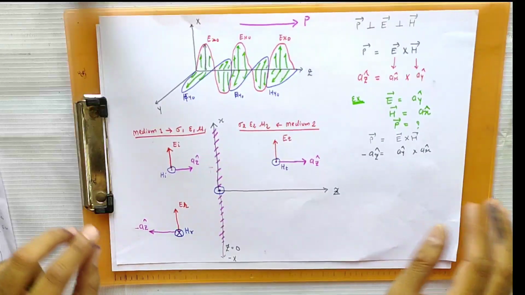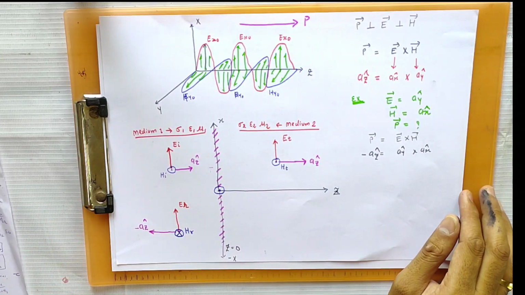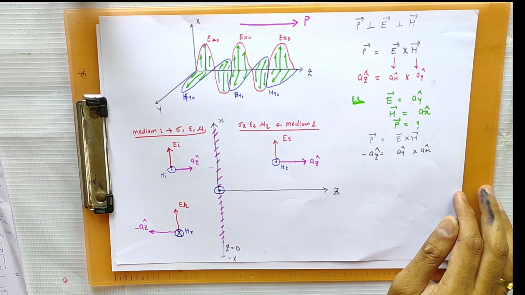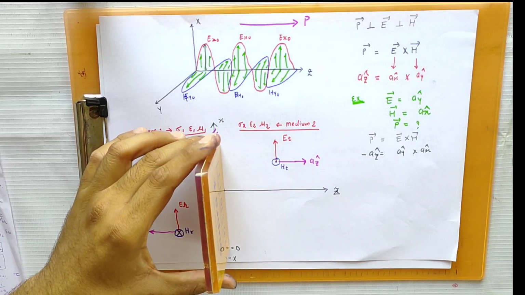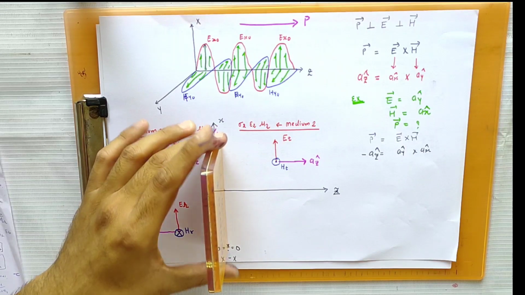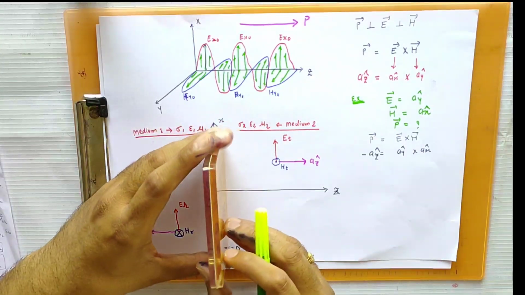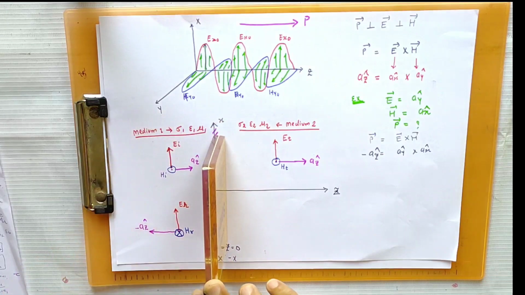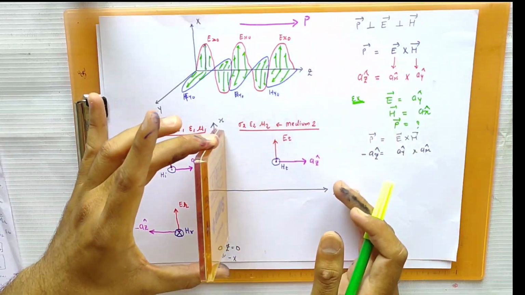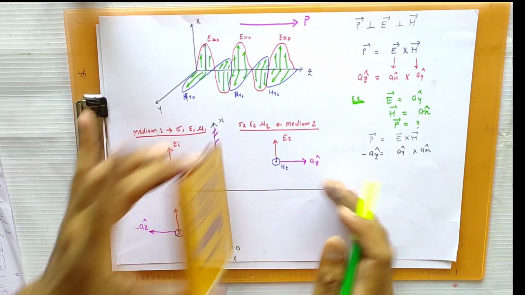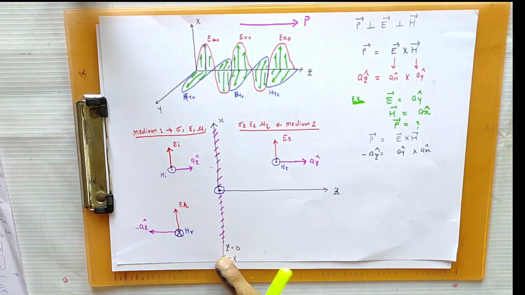So now the main thing is that we have to apply our concept of boundary conditions. Now where is the boundary? By the definition, boundary means it always separates two different media. So this one is medium 1 and this one is medium 2. So this line is known as the boundary.